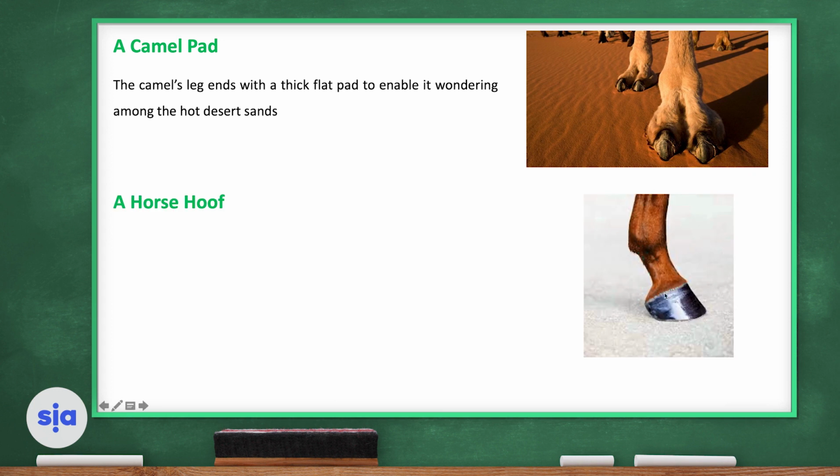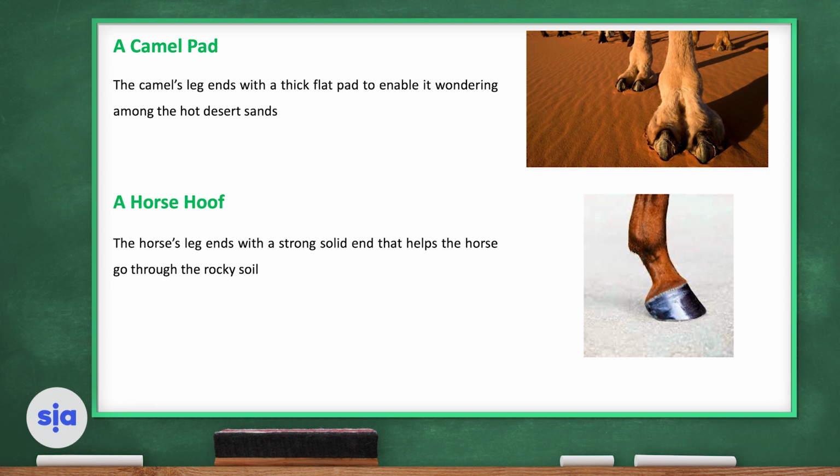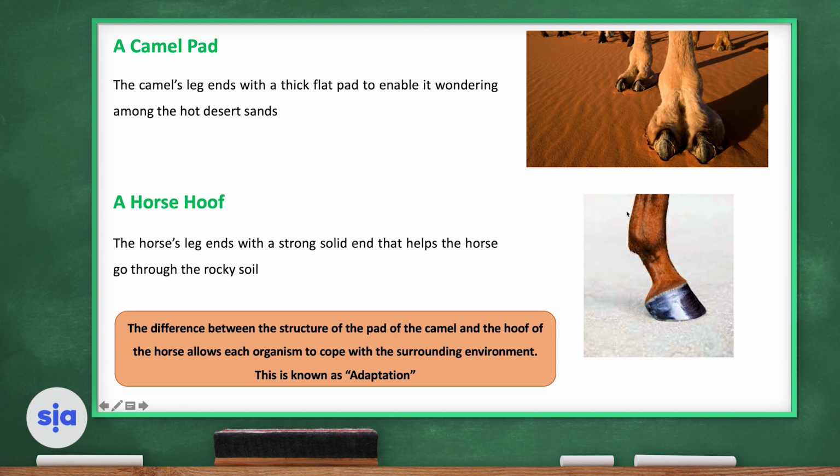What about this? This is a horse hoof. The leg of the horse ends with a strong, solid end that helps the horse go through the rocky soil. Can you see the difference between both legs? The difference between the structure of the pad of the camel and the hoof of the horse allows each organism to cope with the surrounding environment, sands and desert here, and rocky soil here. This is what is called adaptation.